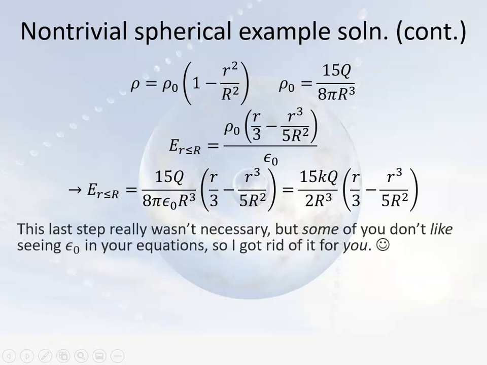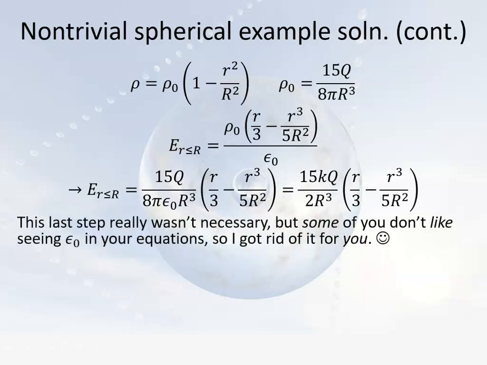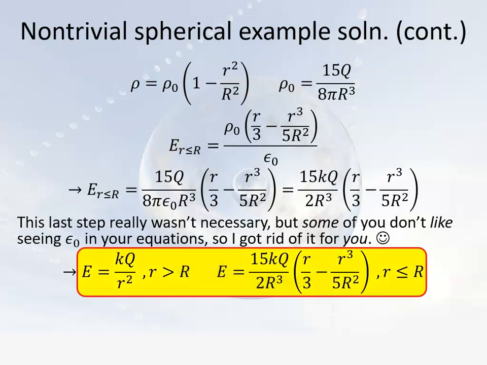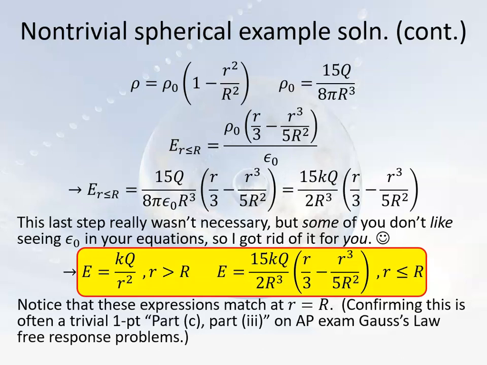So now we're done. We finally have the electric field as a function of position, and yeah, you did not need to simplify that in terms of k or anything like that. Just leave it as epsilon naught, especially if it's on an exam where you're being timed. I just did this for the sake of neatness. So outside of the sphere, it's just kq over r squared, little r squared that is. Inside of the sphere, the electric field is 15 kq over 2 big R cubed times little r over 3 minus little r cubed over 5 big R squared.